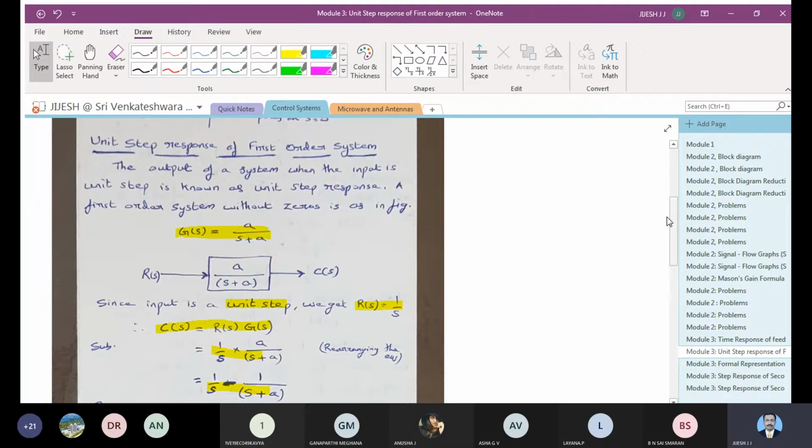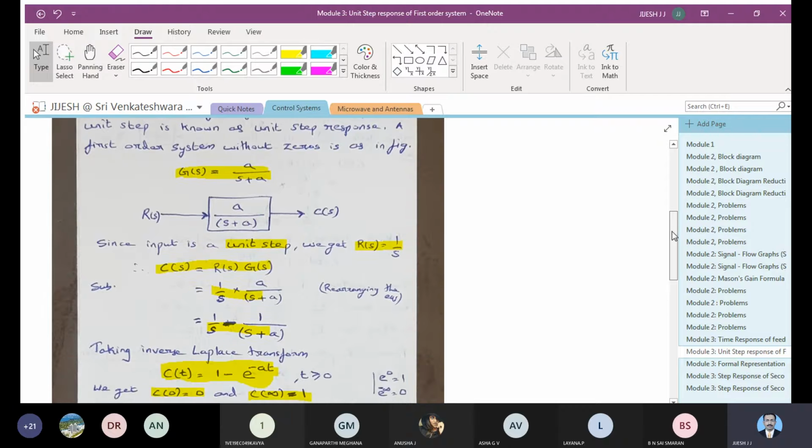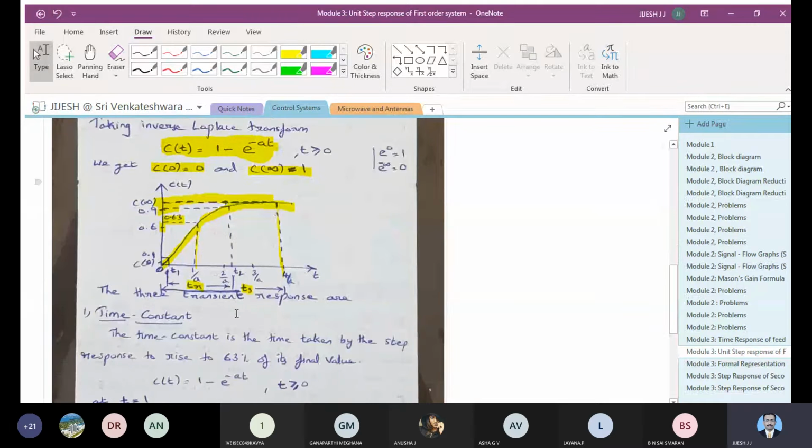So explain the unit step response of the first order system. We have to explain this equation: C of t is equal to 1 minus e to the power of minus at, and then proceed further with this graph. You can see it in the graph as well. All of you have to draw this graph properly, and you can see that you have different points. You will be defining the time constant and transient response in this graph.